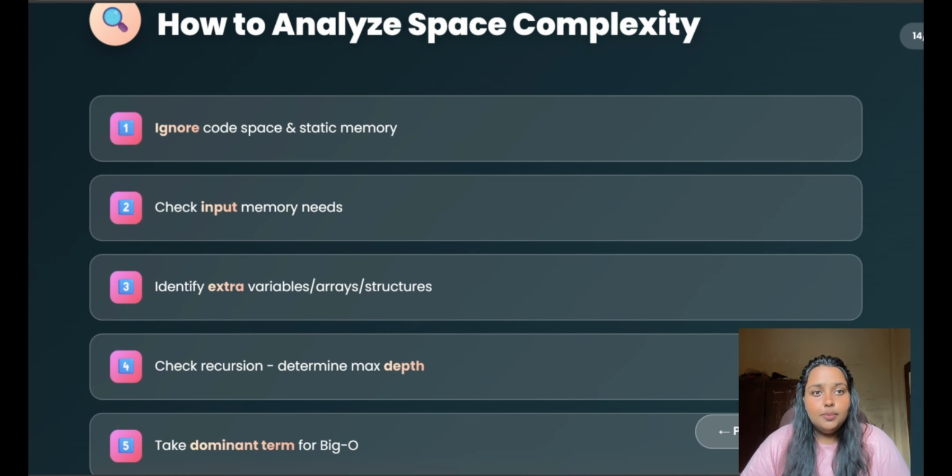To analyze space complexity correctly, it helps to follow a clear step-by-step approach. First, ignore code space and constant static memory. Second, look at the input and determine how much memory is needed to store it. Third, identify any extra variables, arrays, or data structures used by the algorithm. Fourth, check whether recursion is involved, and if so, determine the maximum depth of the call stack. Finally, consider the dominant term and express the space complexity using big O notation.